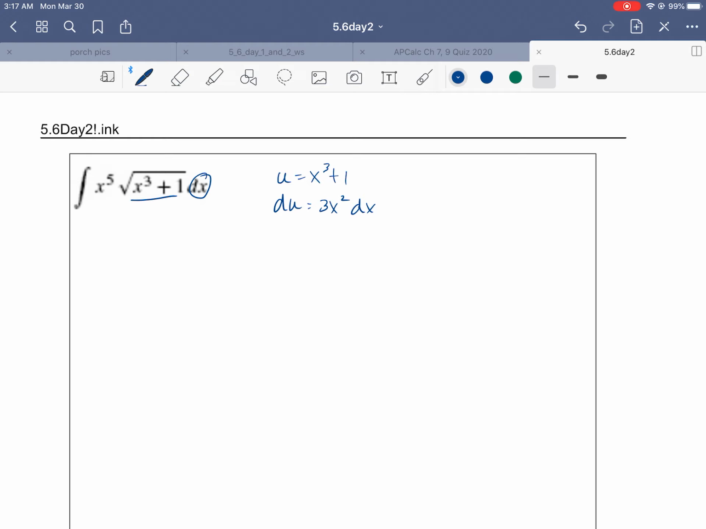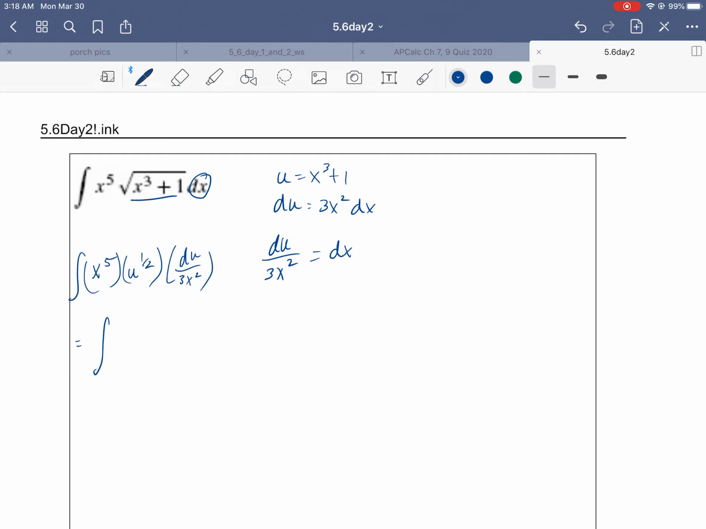Taking a look at what we have, again, we need to replace a dx. Okay, so let's do that. Let's isolate dx like we've been doing, and let's plug everything in that we have at this point. I'm just going to keep the x to the 5th for now. So we have an x to the 5th, we have a u to the 1/2, and we have a du divided by 3x squared. I'm doing it this way because this will help us see what we still need.